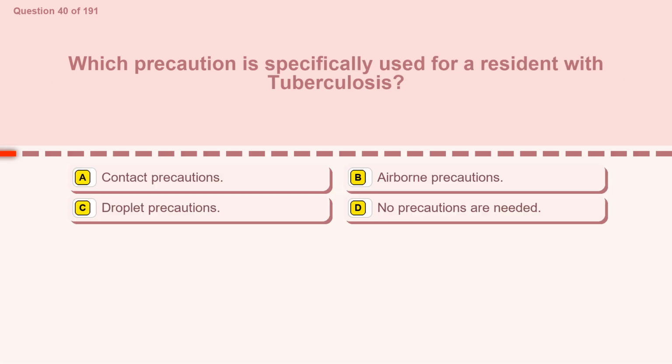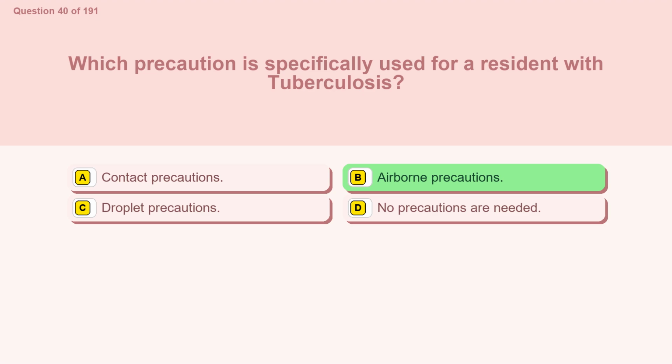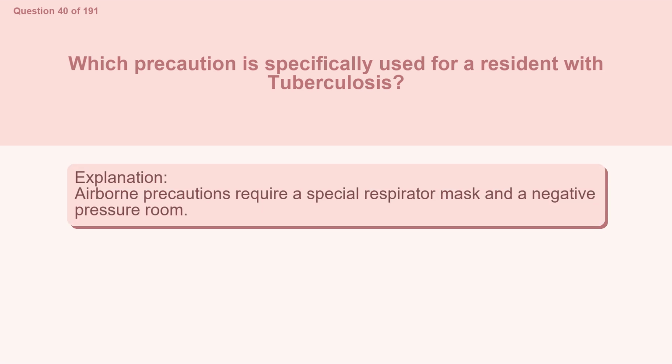Question 40. Which precaution is specifically used for a resident with tuberculosis? Option A. Contact precautions. Option B. Airborne precautions. Option C. Droplet precautions. Option D. No precautions are needed. The correct answer is option B. Airborne precautions. Airborne precautions require a special respirator mask and a negative pressure room.